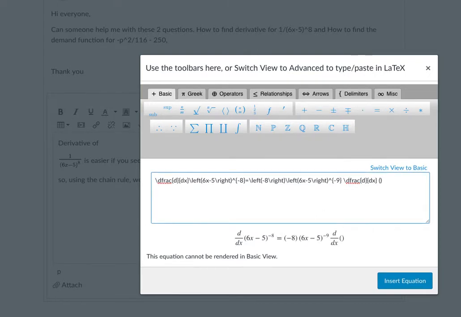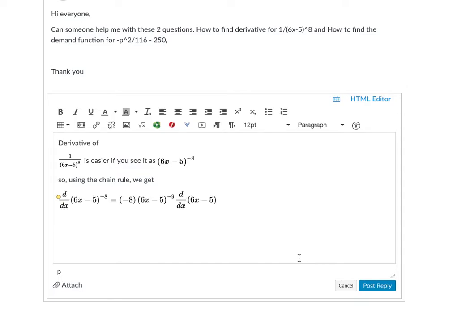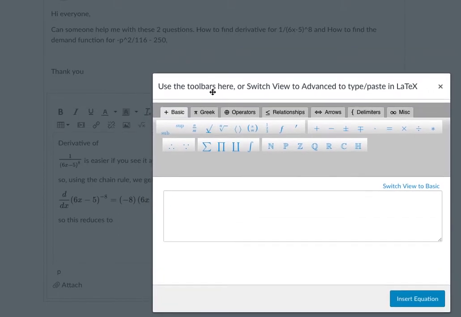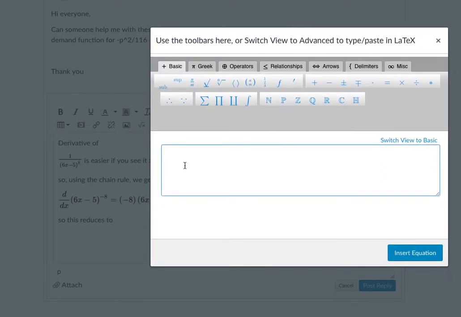I need to find the derivative still of the inside, which is 6x minus 5. So the negative 8 comes down times (6x minus 5) to the power of negative 9. And the chain rule says you still need to find the derivative of the inside, which is 6x minus 5. So the final answer is, let me type again the math equation and try to do it with the simple mode. So I have negative 8. The derivative of 6x minus 5 is just a 6, correct? Okay.